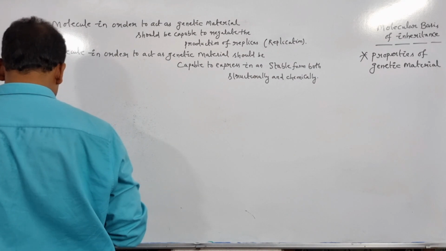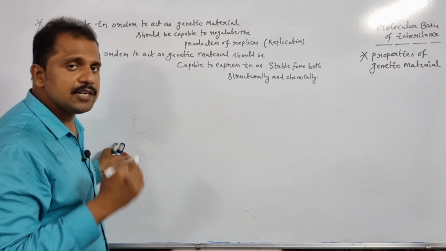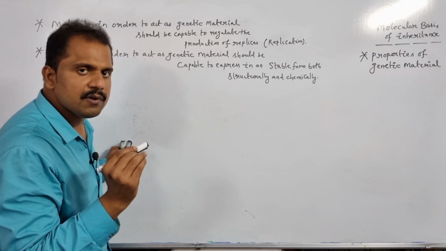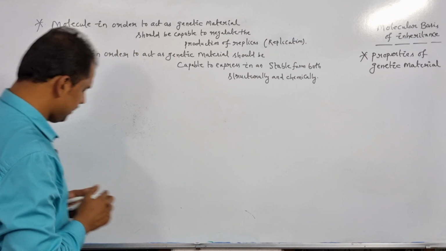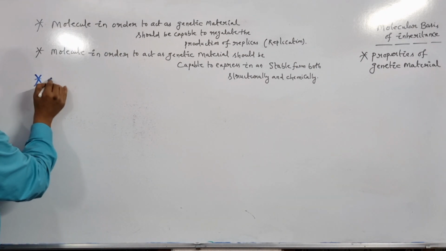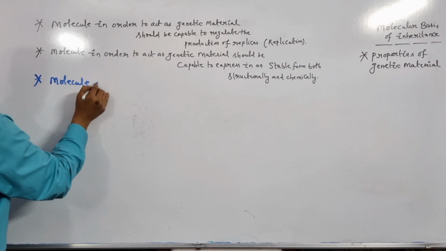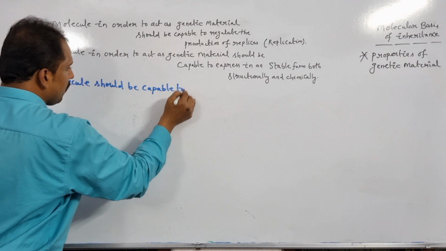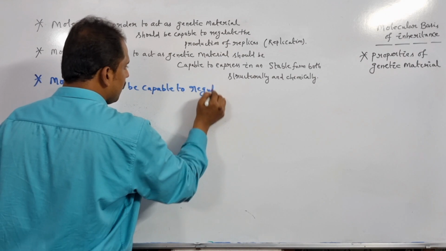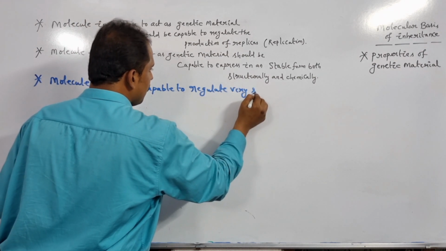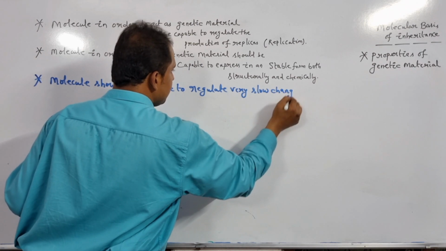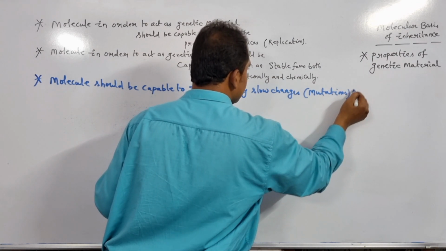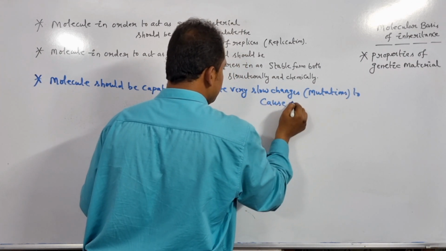The next one is, a molecule, in order to act as genetic material, should be capable to regulate very slow changes by means of mutation in order to cause various evolutionary changes. Is it clear?